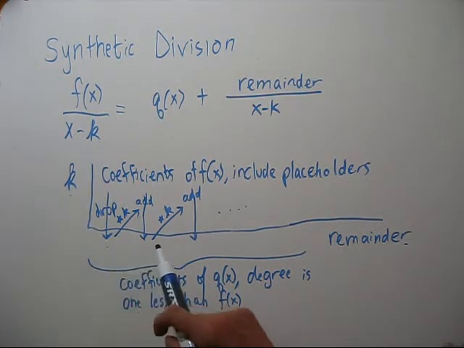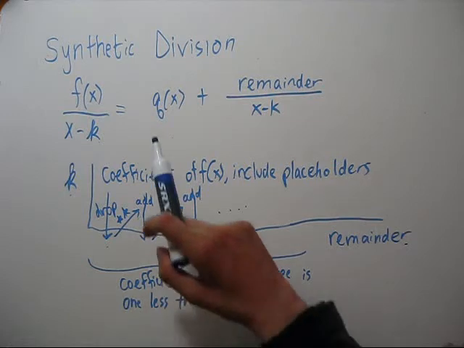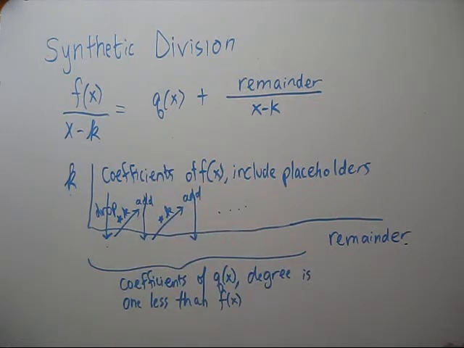And all the numbers that are on the bottom up to the remainder are the coefficients of your q of x. And the degree of q of x is 1 less than f of x.